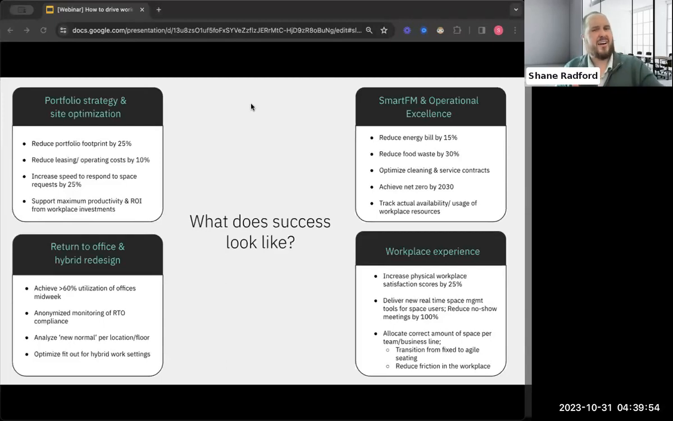So when we're talking about an occupancy sensor deployment, what does success look like? The companies that I work with can usually point to several of these four value buckets you see on the screen for why they're invested in our technology. They're taking a data-forward approach to portfolio strategy and site optimization, smart FM and operational excellence, return to office and hybrid redesign, and maximizing the workplace experience to reduce friction for our employees. Now that we've set the stage, let's take a quick look at a few anonymized case studies.